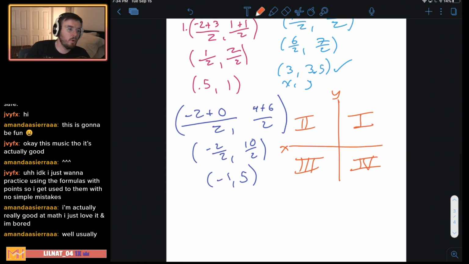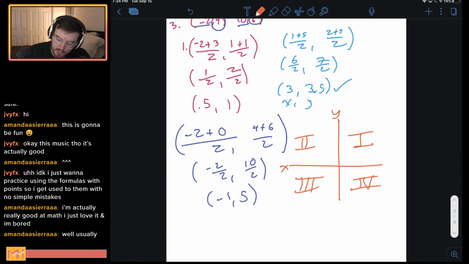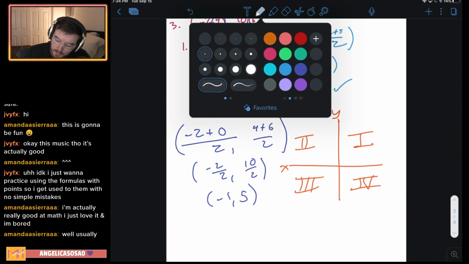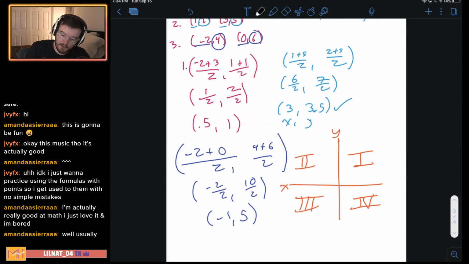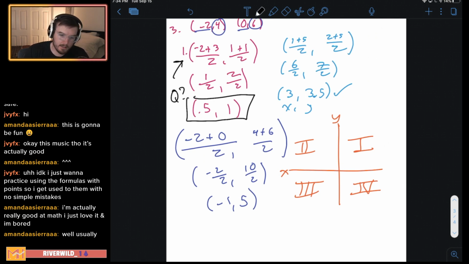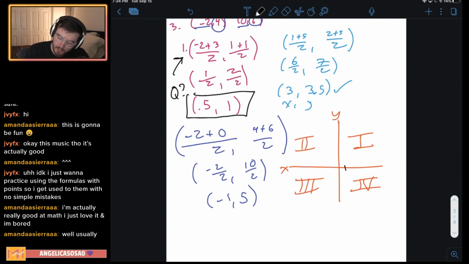When it asks what quadrant it is in, you first have to find the midpoint, right? If you don't know what the midpoint is, you don't know where to plot it. So let's use these examples that I've already done here. Let's say for number 1, it asks what quadrant. You would find the midpoint and then you would plot it. So I'm going to go to the right 1/2 and up 1. So right there, I'm in quadrant 1.